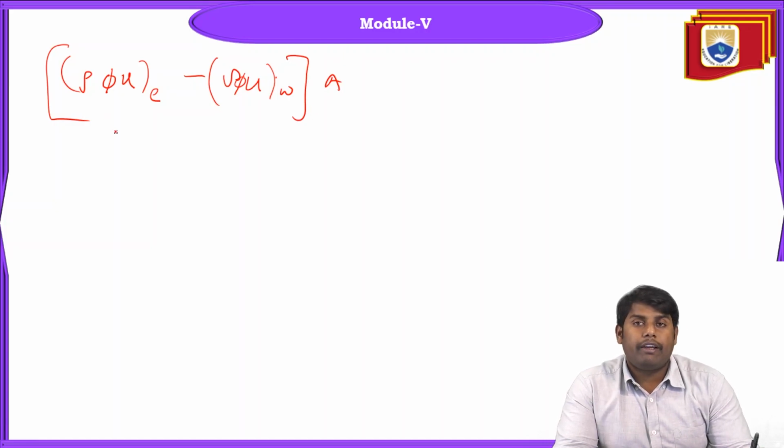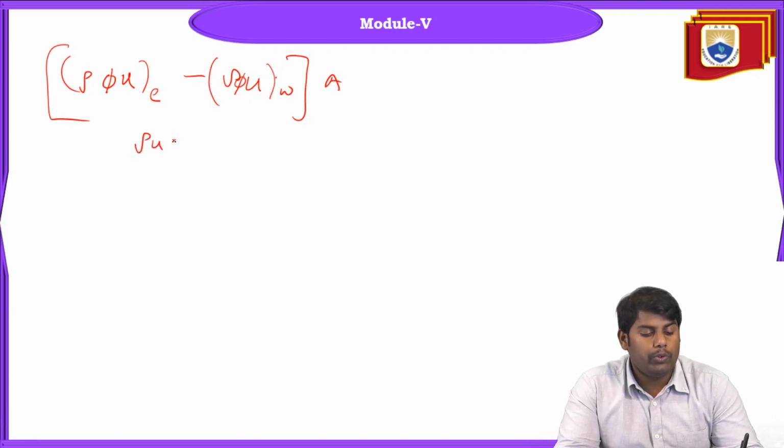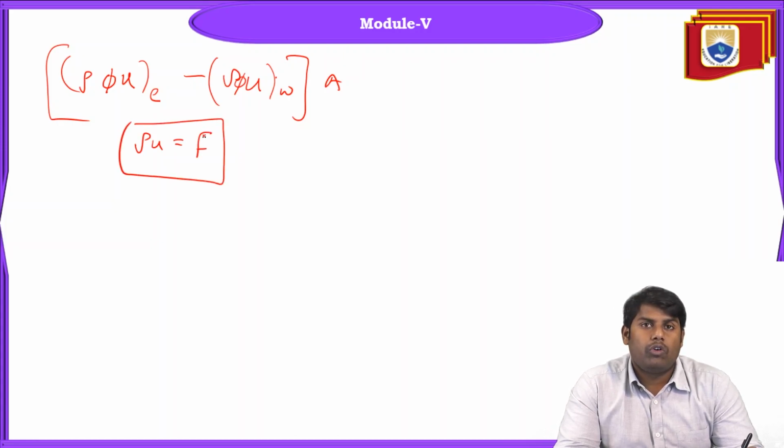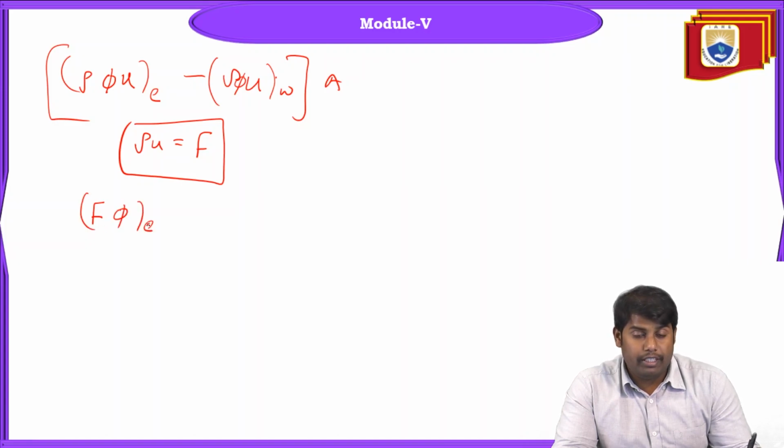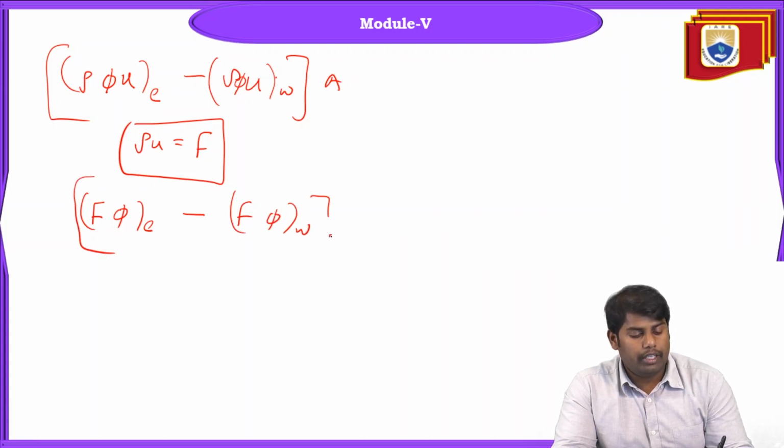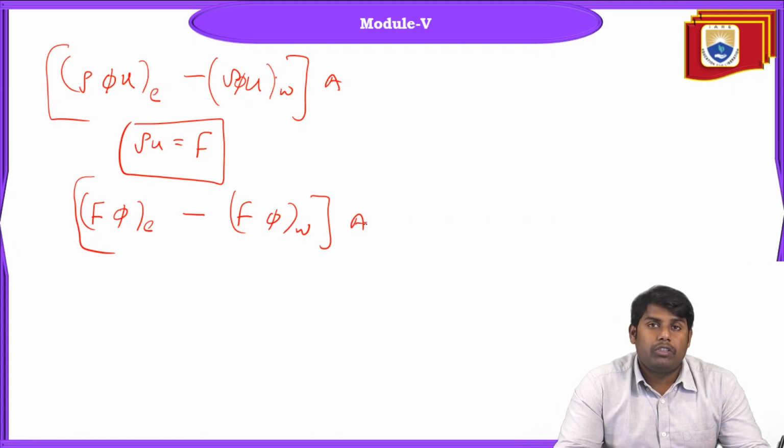Fine. So here what we are applying is rho into u is F. So we say it is flux, or let's say the flux amount. Okay, so this equation is changed such that F of phi at the east face minus F of phi at the west face, into A. Okay, so this is what happens.